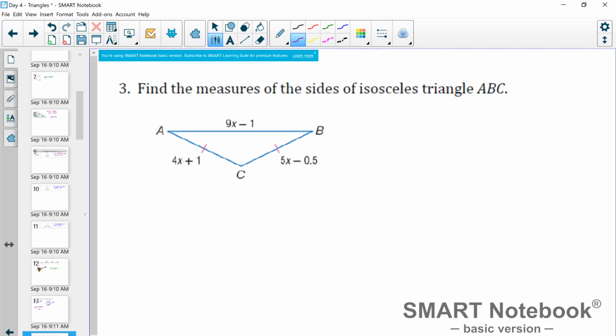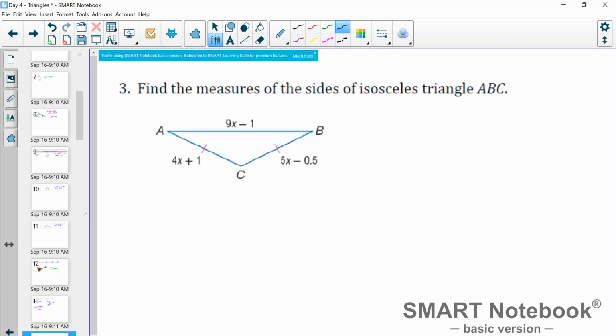We can also use the markings to figure out measurements algebraically. So here we have to figure out the sides of the isosceles triangle ABC, where we have side AB being 9x minus 1, side AC 4x plus 1, and side CB being 5x minus 0.5.